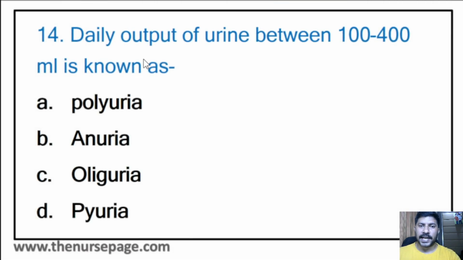Fourteenth question. Daily output of urine between 100 to 400 milliliters is known as: polyuria, anuria, oliguria, pyuria. Correct answer, it is oliguria. Oliguria, that is urine output between 100 to 400 ml.